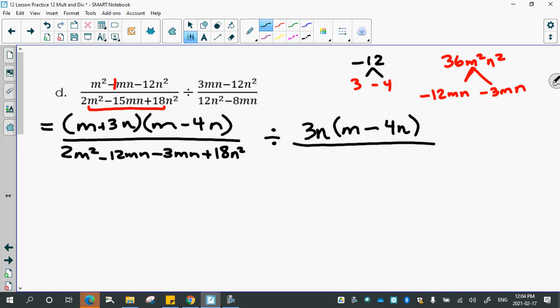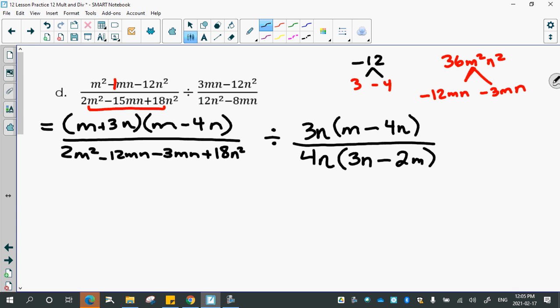Okay, and then in the bottom of the second fraction, I know 12 and 8 have a common factor of 4. And there's an n in both of them. So 4n would be common. 12n squared divided by 4n is 3n. Negative 8mn divided by 4n is negative 2n. Okay?